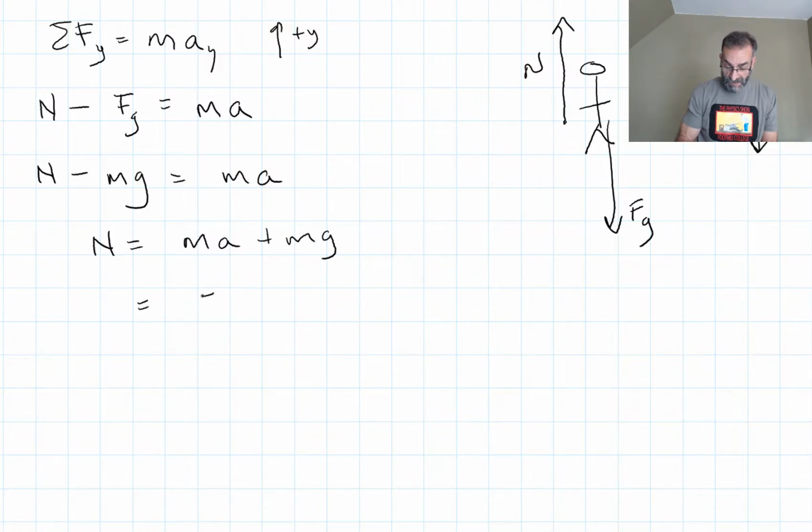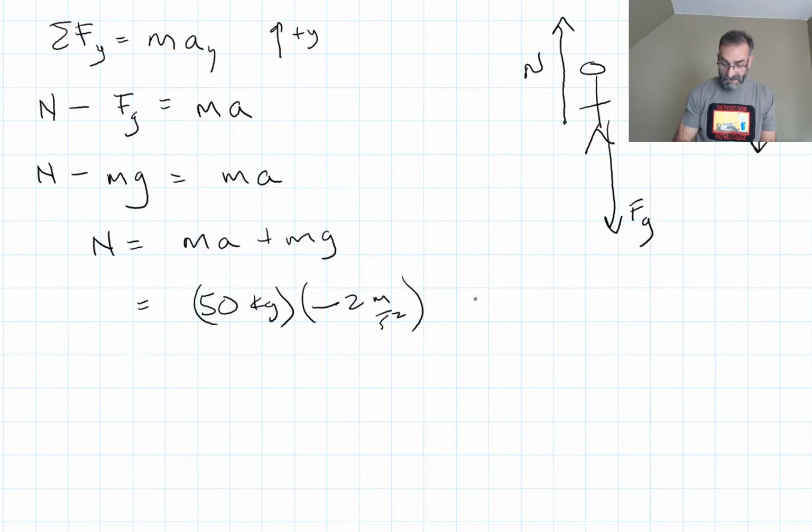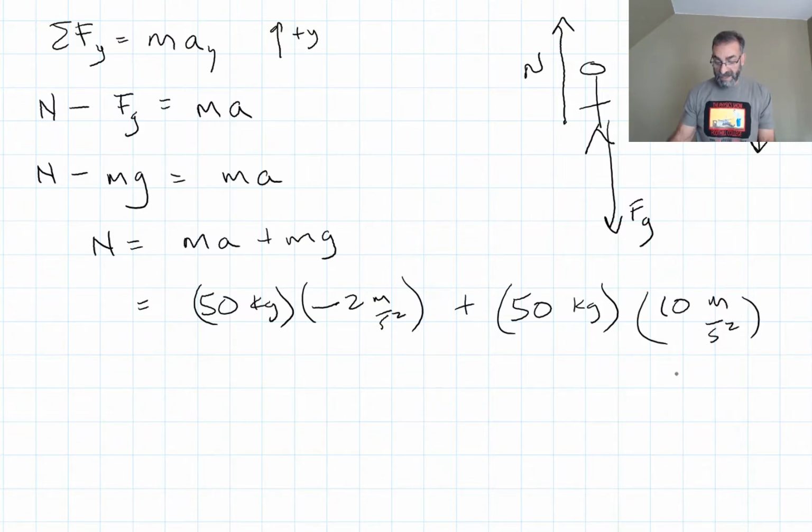Now I can plug in. I've got 50 kilograms for my mass. For my acceleration, I have 2 meters per second squared in the negative direction. Don't forget your minus sign. I've got 50 kilograms for the mass. And g, I'm going to use approximately 10 meters per second squared. And it's positive. This is a positive number, 10, not negative, because I've already accounted for the sign over here. The negative sign showed up there.